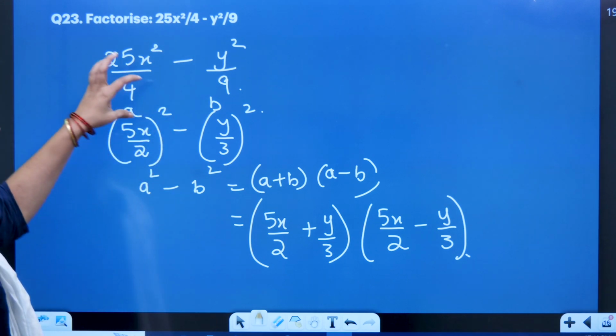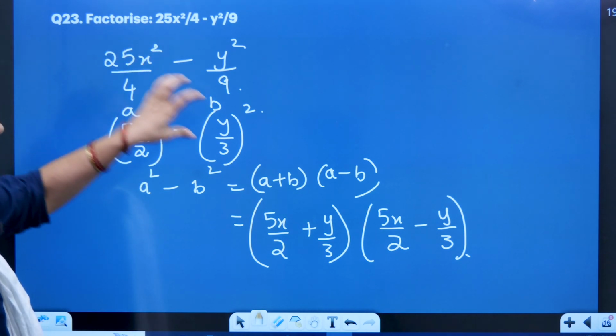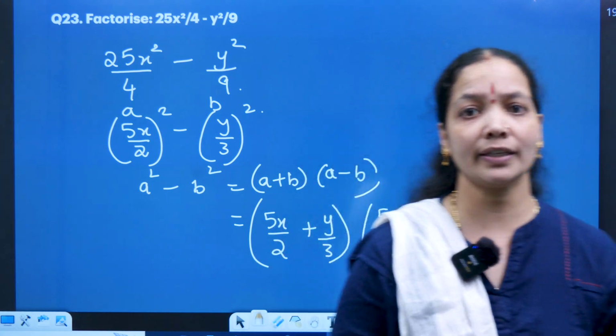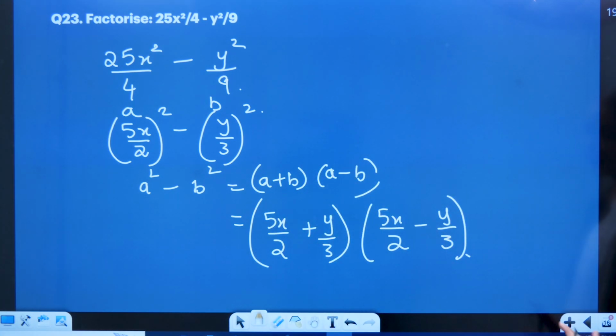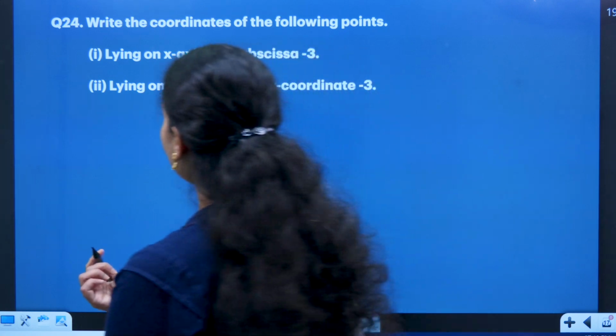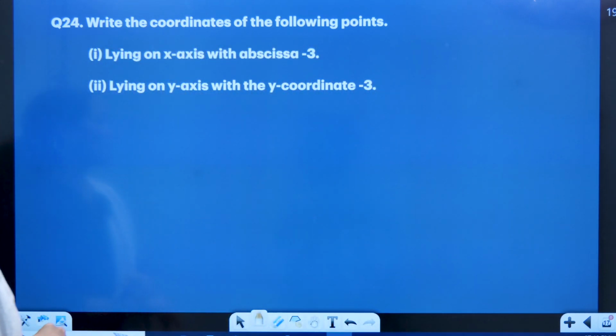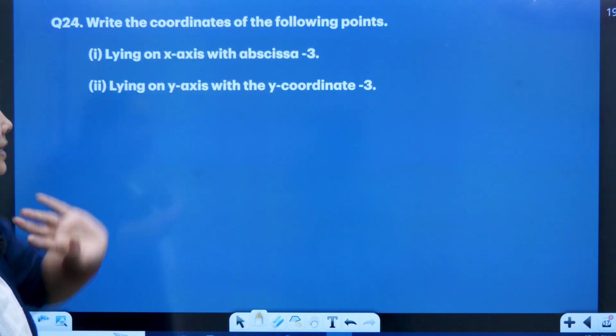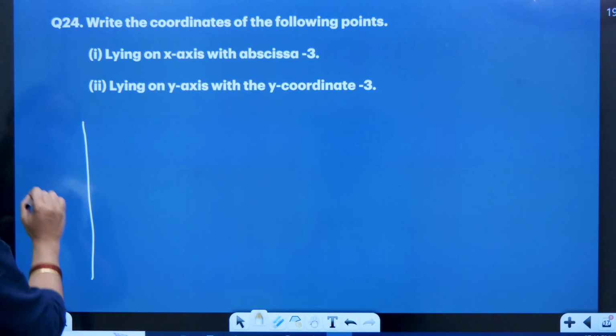If you are directly taking 25x square by 4 as a, your answer will be wrong. Check it out properly how you can simplify and then substitute it in the position of a and b. 24th question is asking me to write the coordinates of the following points lying on x-axis with abscissa as -3. This is my Cartesian plane.